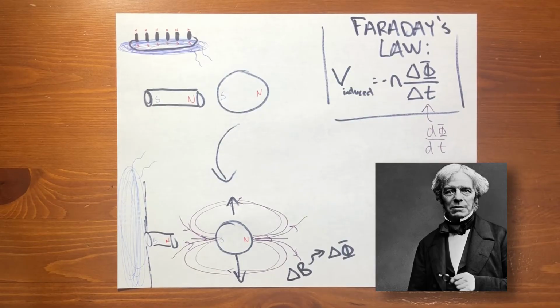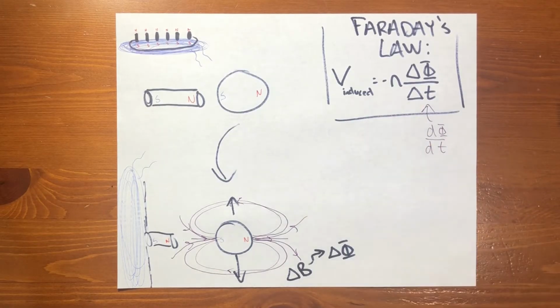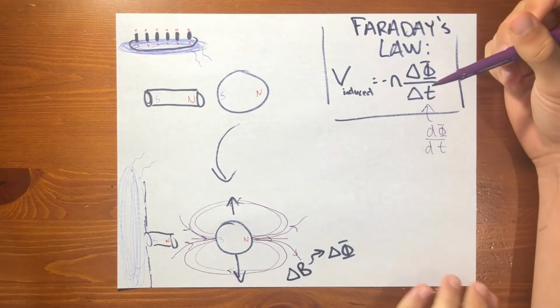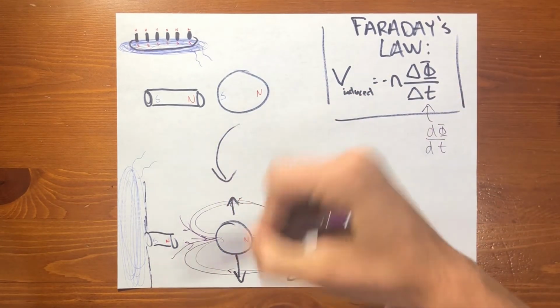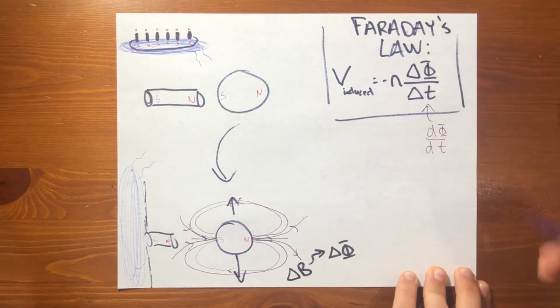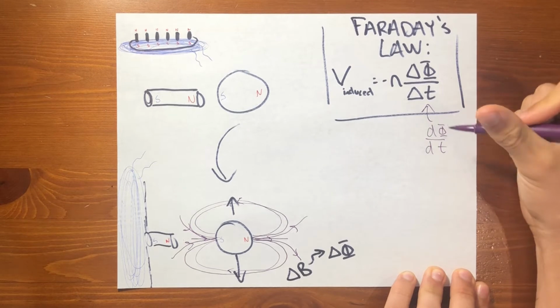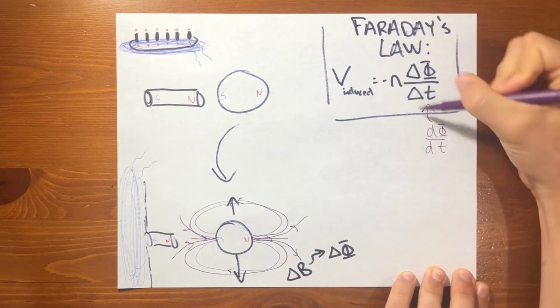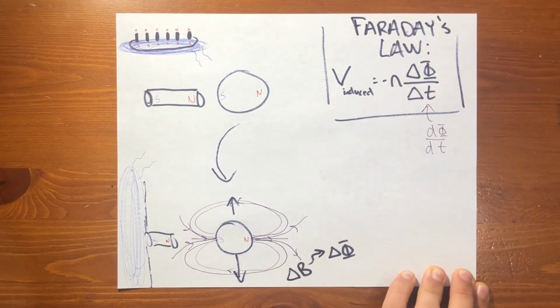Faraday quantified electromagnetic induction in his equation here. He said that there will be a voltage induced that is equal to the negative number of times this coil is wrapped times the change in flux divided by change in time. There's a calculus version of this, which if we take the derivative of this, we can get instantaneous voltage.